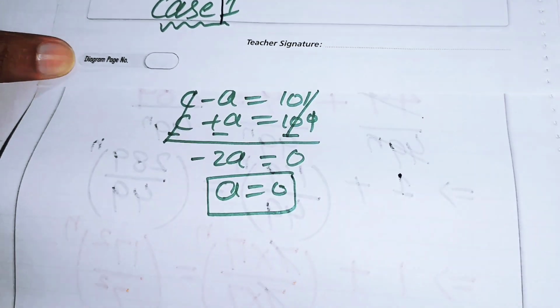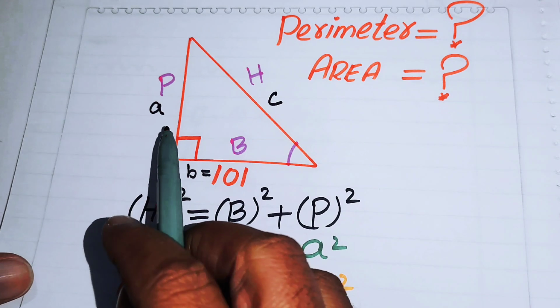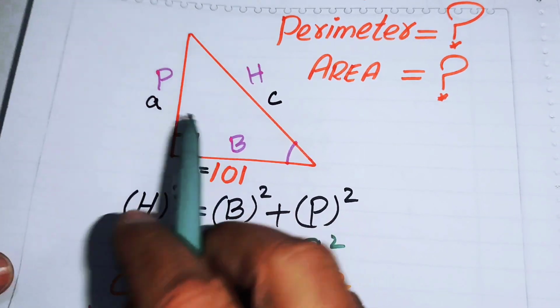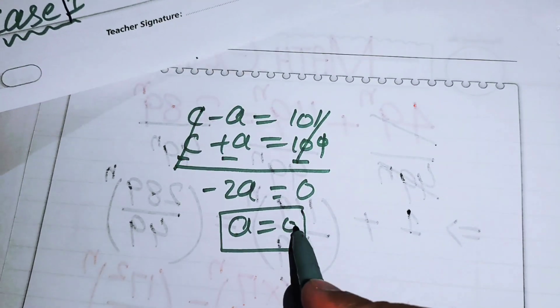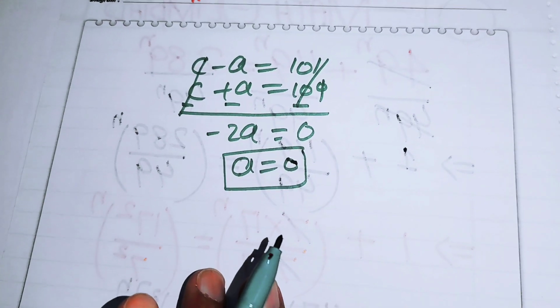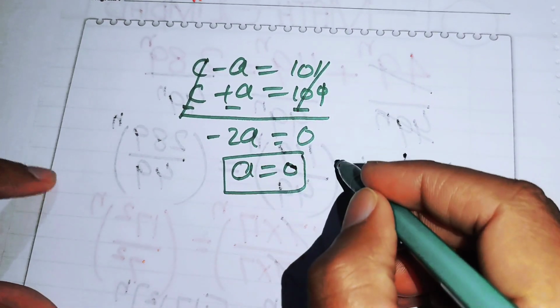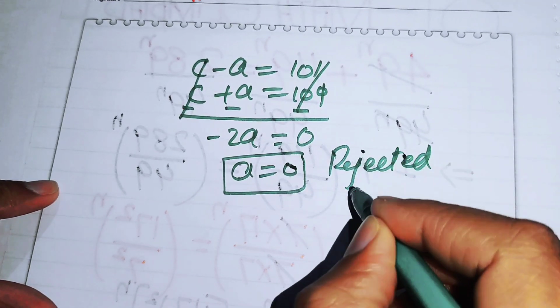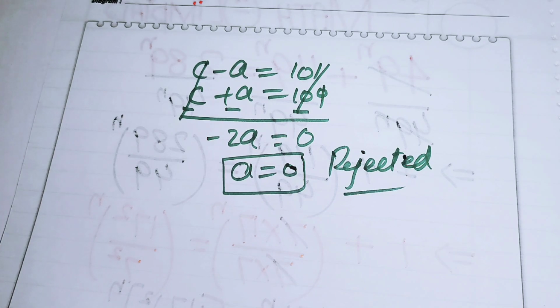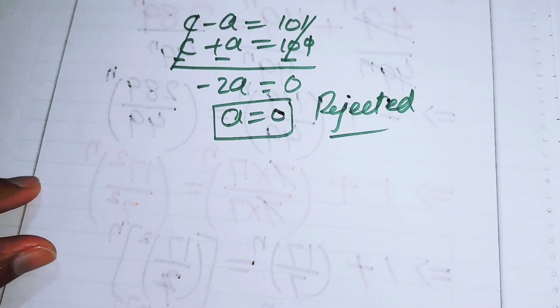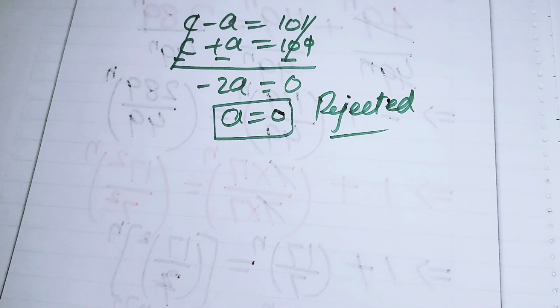And you know that a is the perpendicular side of this right triangle, and if a equals 0, then it is not possible, because the length of a side of a triangle cannot be 0. So we will reject this case. Our case number 1 is rejected, and now we move towards case number 2.